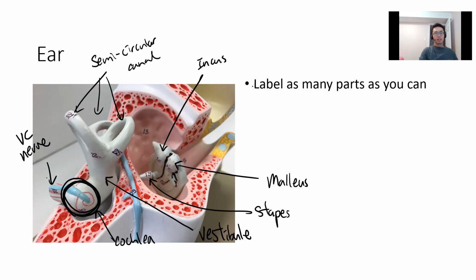All right. Anybody have any extra labels that I missed? I think that pretty much covers it. You can see a little bit of the eardrum here, the tympanic membrane, and then the auditory canal.